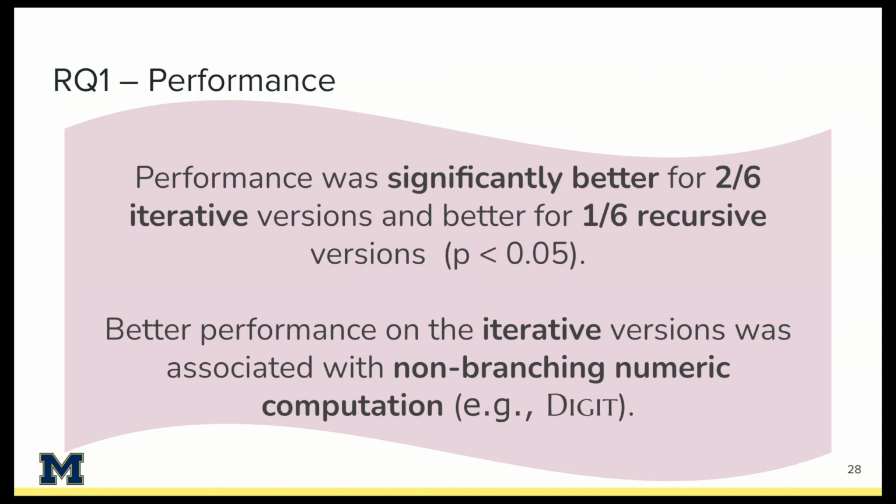So in summary, for research question 1, we found that performance was significantly better for 2 out of 6 iterative versions and better for 1 out of 6 recursive versions with p less than 0.05. We also found that better performance on the iterative versions was associated with non-branching numeric computation. Since these results are a bit mixed depending on which programming tasks we're looking at, sometimes recursion is better, sometimes iteration is better, we're now going to dive a little bit more into a more holistic approach about common student errors.